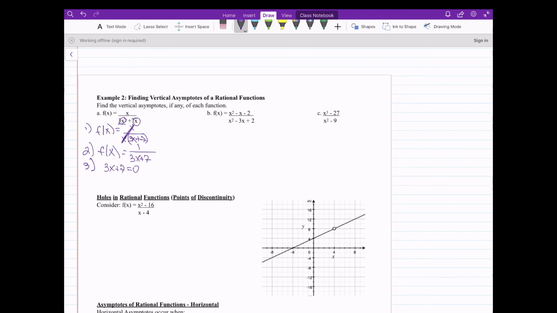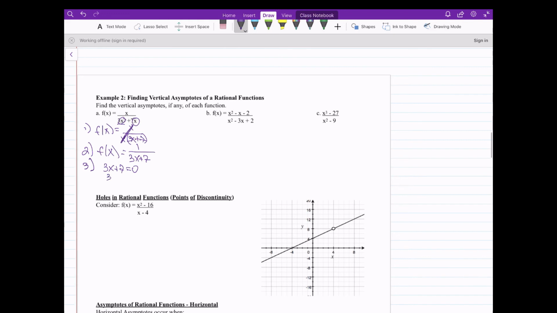So if we subtract 7 here, we're going to get 3x equals negative 7. And then you're going to divide by 3. So in this example, we're going to have a vertical asymptote. If we write it out, we're going to have a vertical asymptote at x equals negative 7/3. And that's all that is.